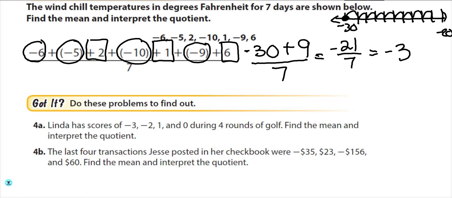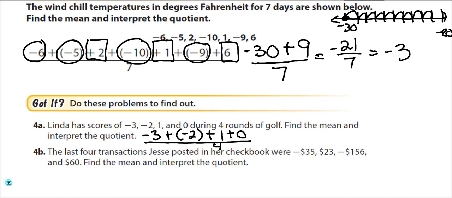And let's take a look. So we have Linda has scores of negative 3, negative 2, 1, and 0 during 4 rounds of golf. Find the mean and interpret the quotient, 4B. Actually, no, let's not do 4B yet. Hold on. I'm getting ahead of myself. Okay, so let's do those. So let's write this out. So we'll have negative 3 plus negative 2 plus 1 plus 0 all over 4.